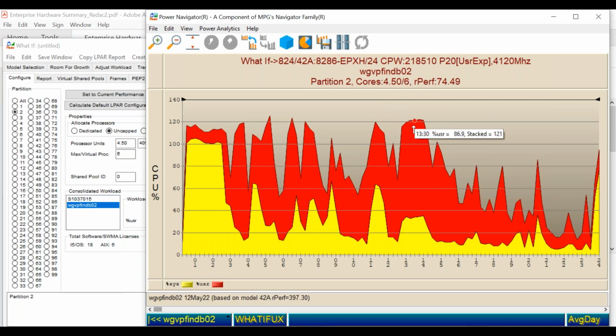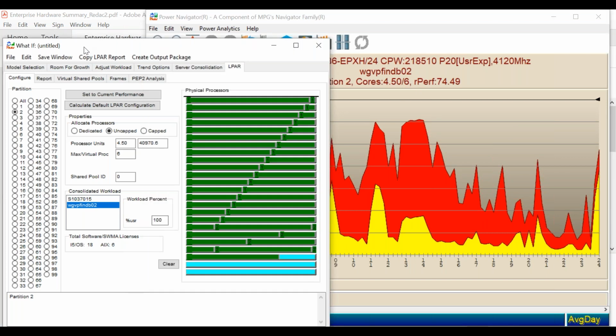You can see that it's actually constantly over its 4.5. So this partition was constantly using more than its 4.5 because it was going into its shared pool, right? So just real quick, that's sort of how we look at it from that point of view.